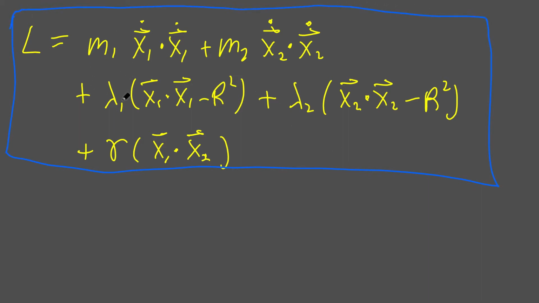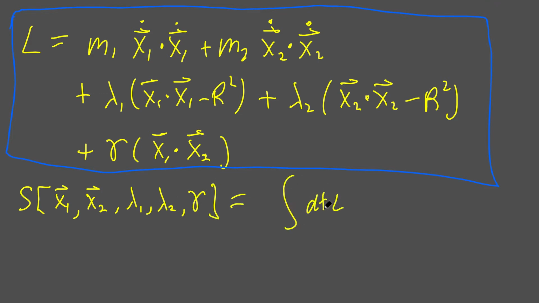Now the action is just the integral of the Lagrangian, so that's a functional of x1, x2, and the Lagrange multipliers lambda 1, lambda 2, and gamma. It's equal to the integral of L from some initial time, t prime, to some final time, say t double prime. Now the equations of motion are just the statements that the functional derivatives of S with respect to the dynamical variables vanish.